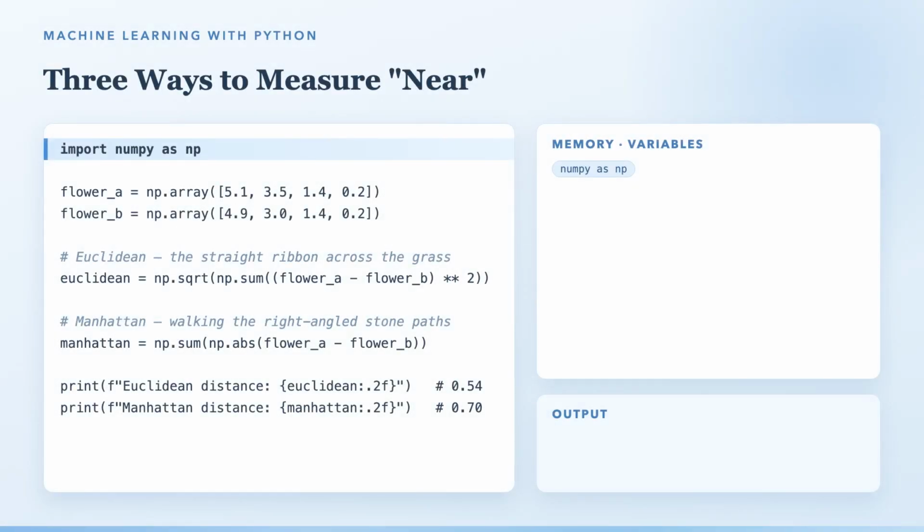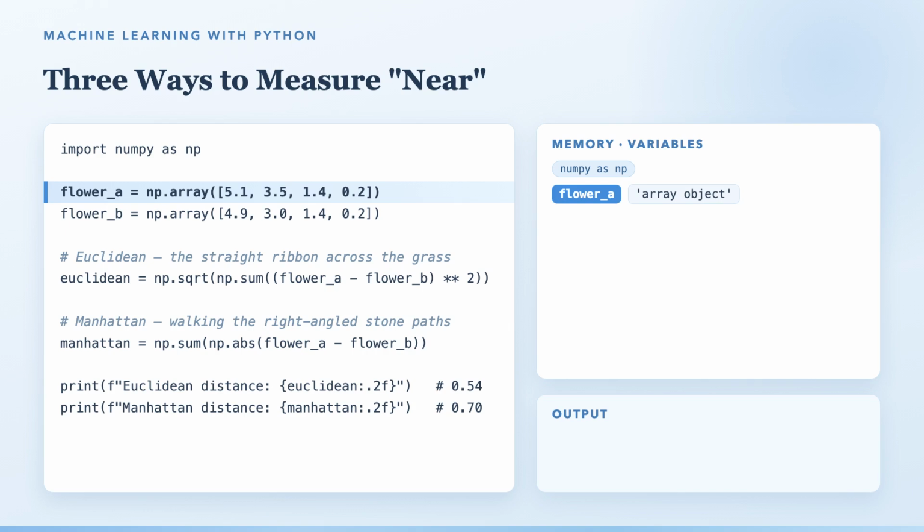So what does near actually mean? Here are 2 real flowers from our ledger. They differ by 0.2 in sepal length, 0.5 in sepal width, and match perfectly on the petals. The first way to measure is the one your eyes already use. Stretch a ribbon straight from one flower to the other. Square each difference. Add them. Take the square root, 0.54. This is Euclidean distance. The ribbon across the grass.